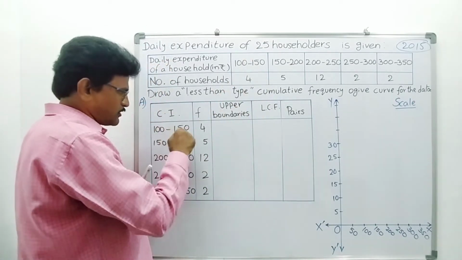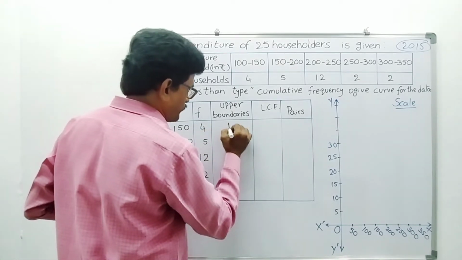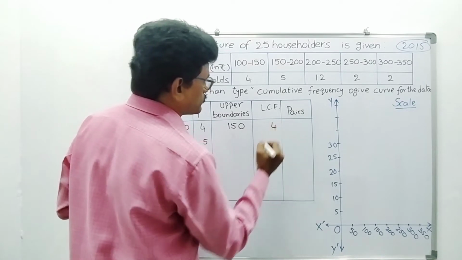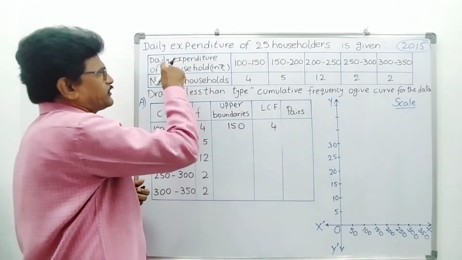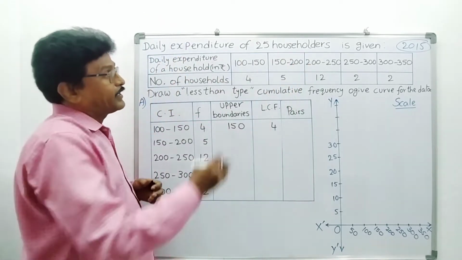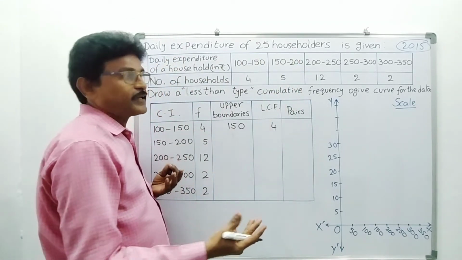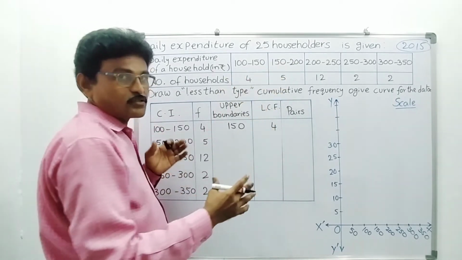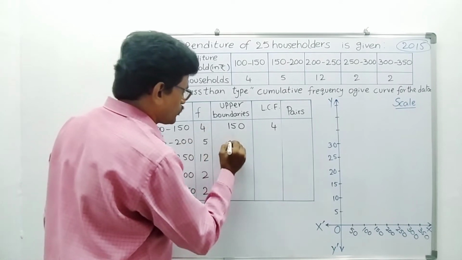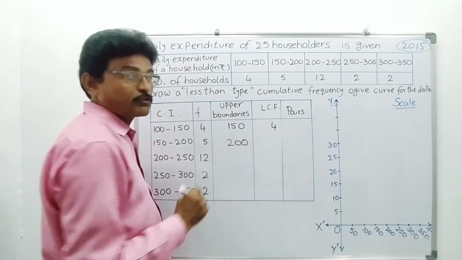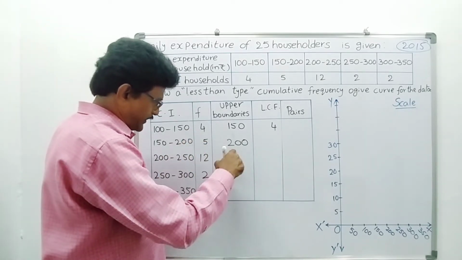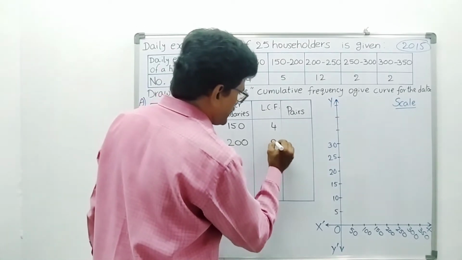So first one, upper boundary 150. Okay, and what is the frequency? 4. Right? Next, you observe here. In this class, less than 200. Less than 200 means how many houses are there? 4 houses and 5 houses. Both we have to include here, right? So here upper boundary 200. And what is the frequency? Less than cumulative frequency, you have to add these two. Okay, up to 200, 4 plus 5, it is 9.